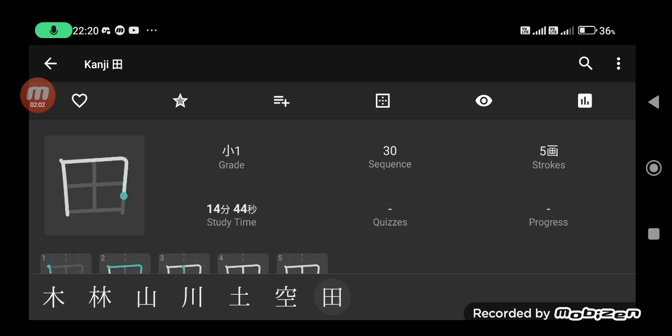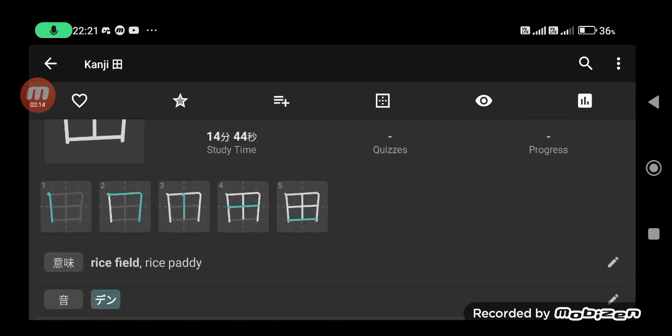1, 2, 3, 4, 5. Again, 1, 2, 3, 4, 5. Okay, let me show you the stroke order, and please comply with it. I emphasize that a learner should be conscientious enough to be aware of and learn the stroke order. Memorize it for that matter.